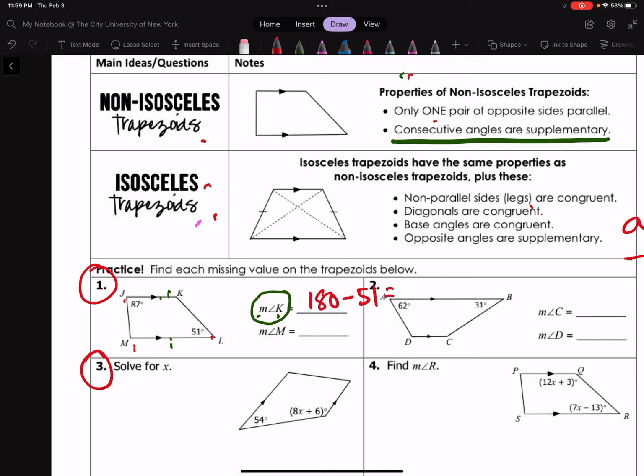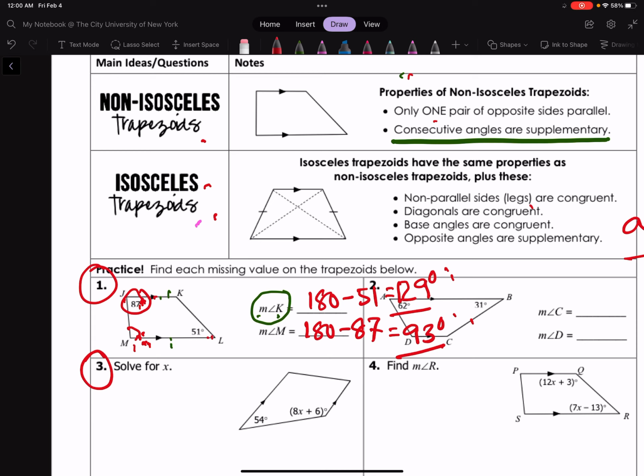Am I right? So how much is it? 129 probably. Okay, now again look at M. Again these two should be supplementary, so this one should be 180 minus 87. That's these two. So 180 minus 87, how much? 93 degrees. All right.